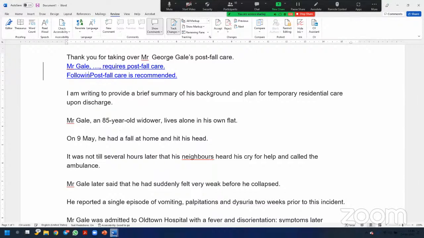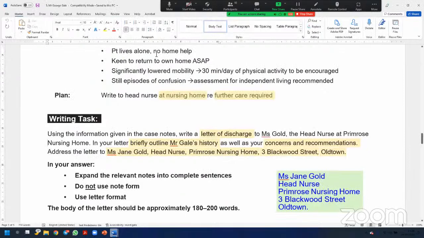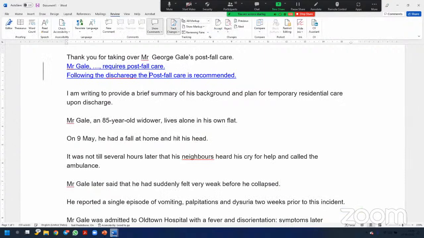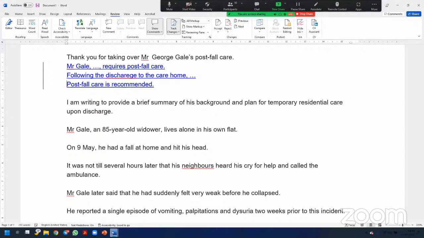Following the discharge, following the discharge to the nursing home. Following the discharge to the nursing home means to your facility. Following the discharge to the care home. So I'm giving you different options. Post fall care is recommended, following the discharge to the care home.